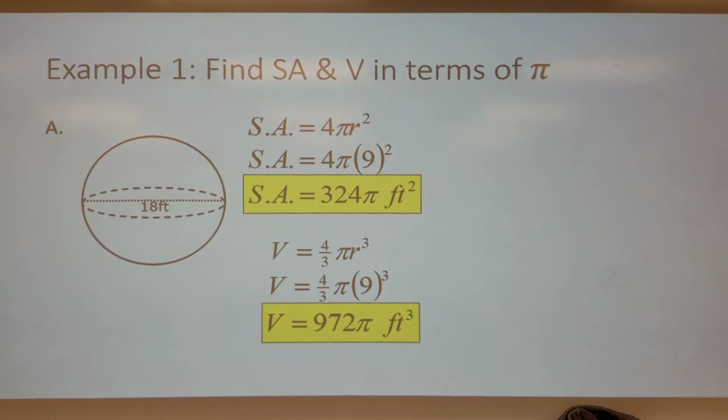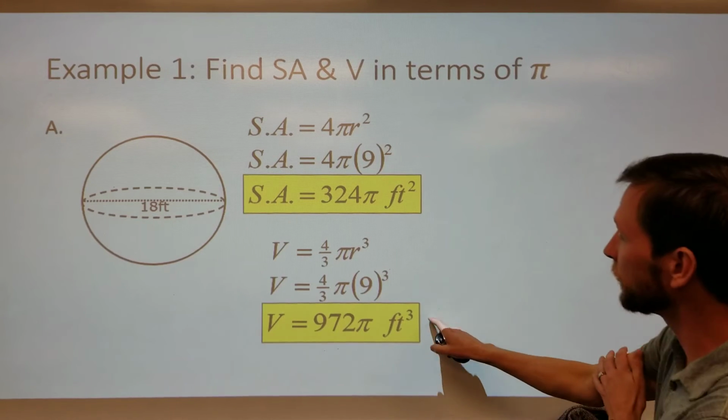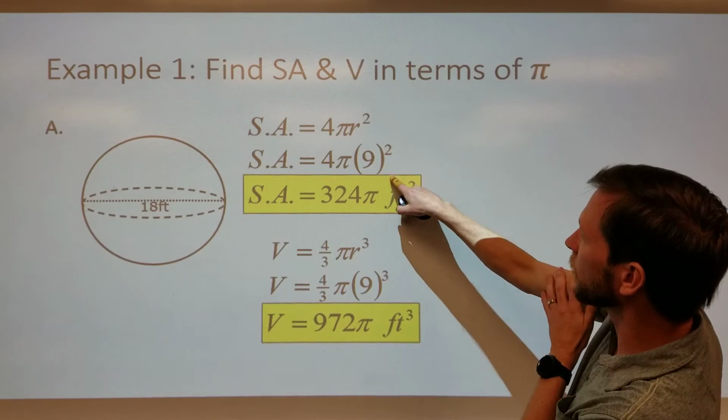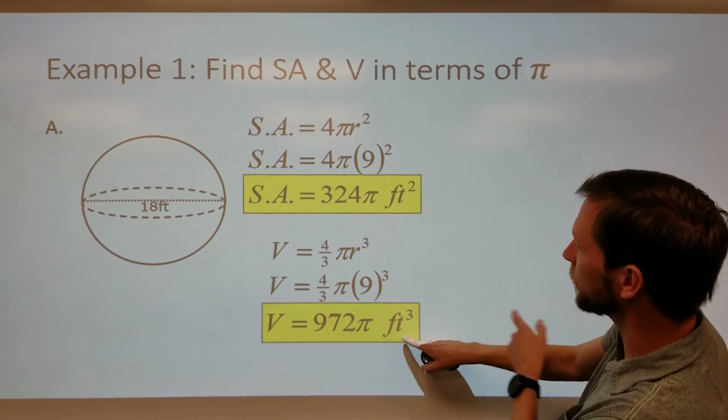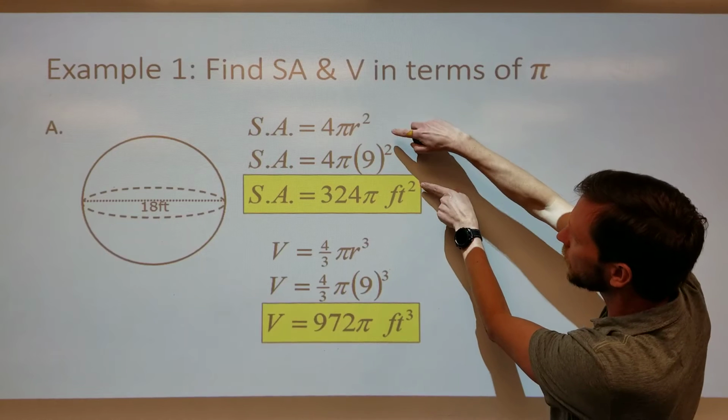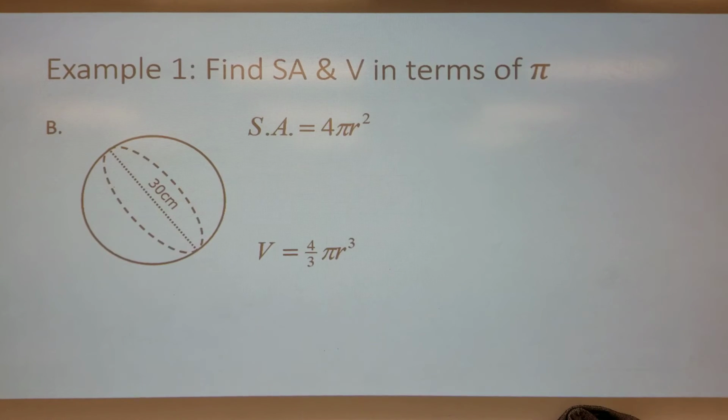So we get 972 pi, and our units for volume are cubic units. Our area was square units, our volume is cube units. If we're cubing, we get cubic units. If we're squaring, we get square units.